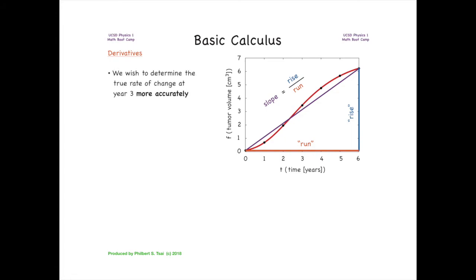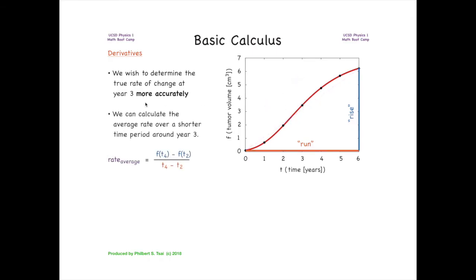So if we wish to determine the true rate of change at year 3 more accurately, we're going to calculate the average rate over a shorter period of time. Rather than looking from year 0 all the way to year 6, we'll take a shorter interval of time around year 3. For instance, we can look just between years 2 and 4 and evaluate the tumor volume at year 4 and year 2. And again, using rise over run to calculate the slope, we can get the average slope or the average rate of change of the tumor volume between years 2 and 4.